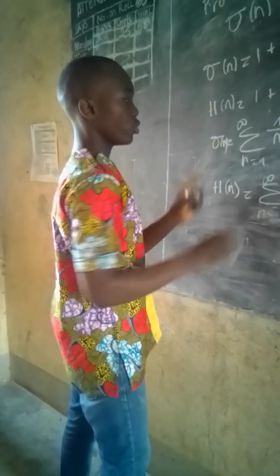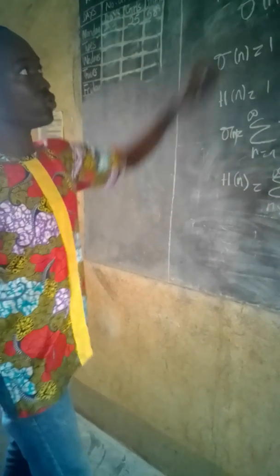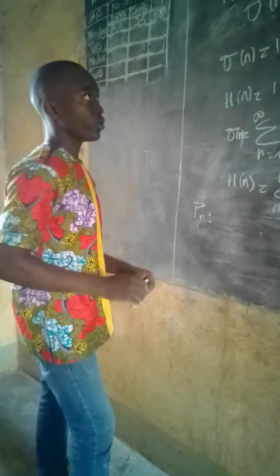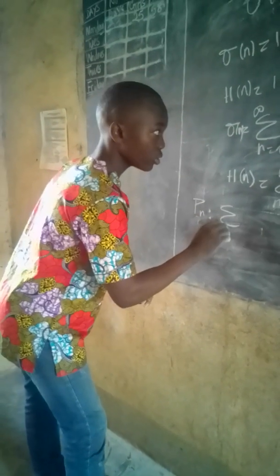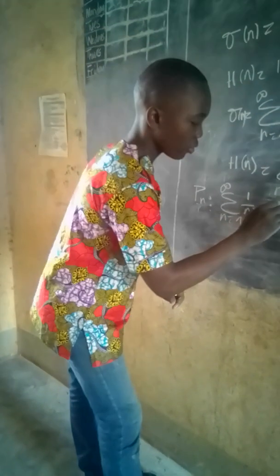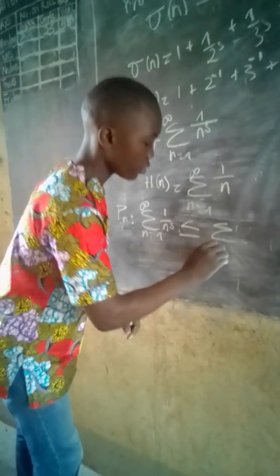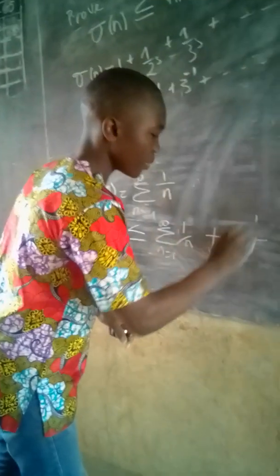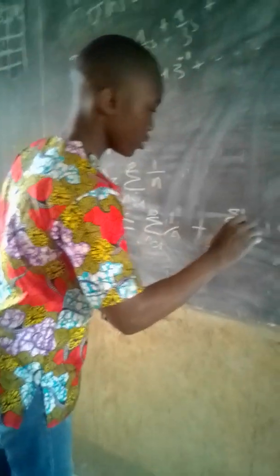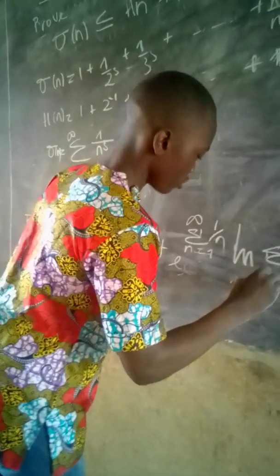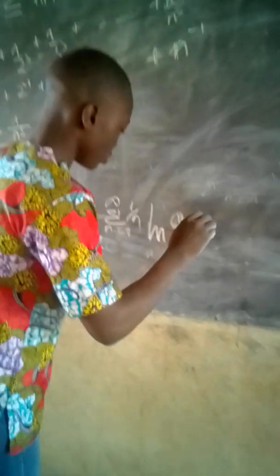If you now try to substitute these summations into our statement that we call Pn, you will be having the summation from n equals 1 to infinity of 1 divided by n to the power s, less or equal to the summation from n equals 1 to infinity of 1 divided by n plus e to the power the summation of n equals 1 to infinity of 1 divided by n, ln of the summation from n equals 1 to infinity of 1 divided by n. Now, let us try to prove it.